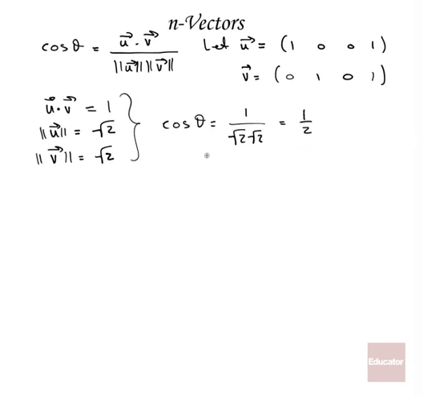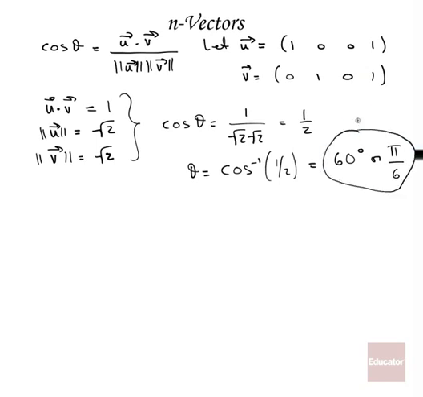Cosine theta equals 1/2, and if you remember your trigonometry, theta equals the inverse cosine of 1/2. That is going to be a 60-degree angle, or in terms of radians, pi over 3. So if I have this vector 1, 0, 0, 1, and the vector 0, 1, 0, 1, I know that the angle between them is 60 degrees, or pi over 3 radians.